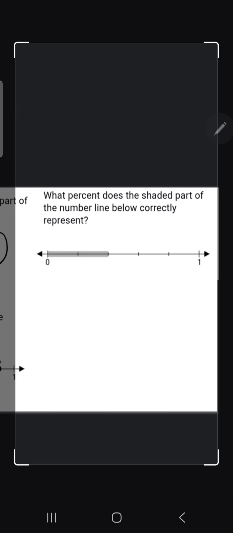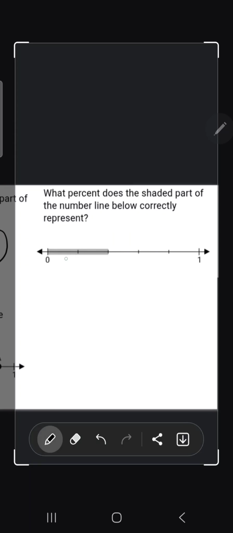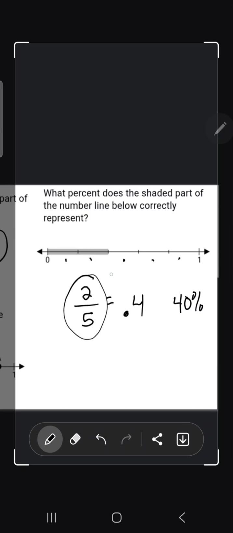Now we're looking at a number line that has 1, 2, 3, 4, 5 total spaces in between 0 and 1, with only 2 shaded. 2 divided by 5 would be 0.4. And if you multiply that by 100, you would get 40%. So you have a fraction, you have the decimal, and you have the percent. Pay attention to what question they're actually asking. They want to know what percent does the shaded region represent, and that would be 40%.